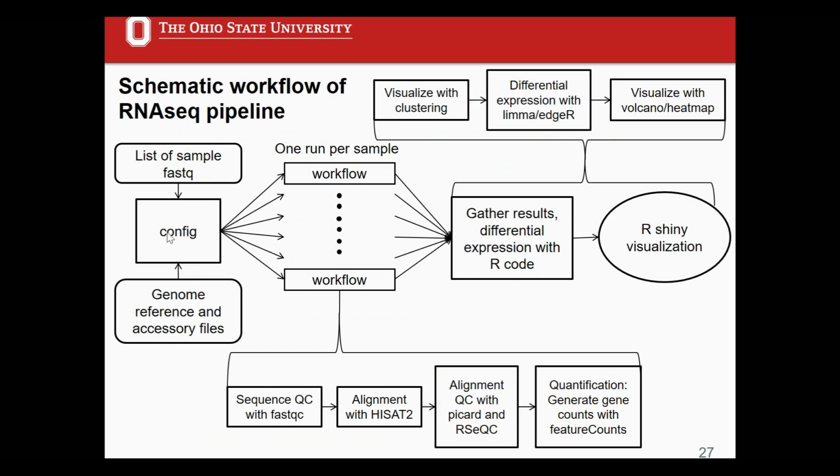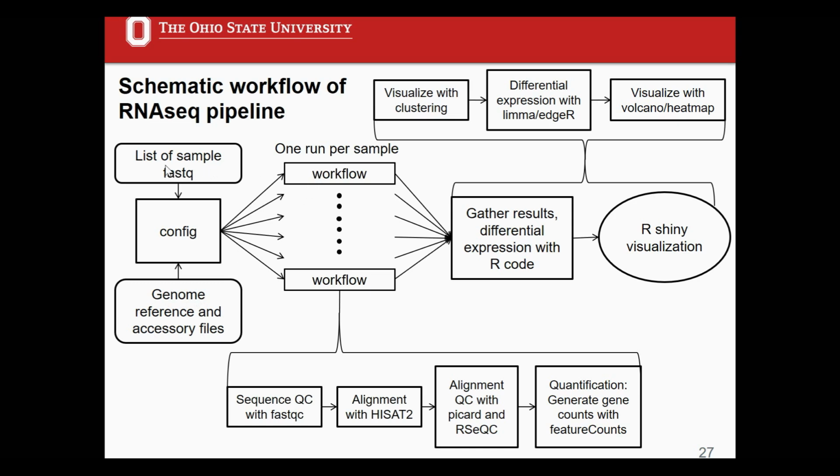So this workflow is like this. We have a file with the list of sample FASTQ files. And we also have our genome reference and all the accessory files we need in the configuration. So we have a configuration file to list the input samples, the genome reference, and the ribosomal bed file and extras.